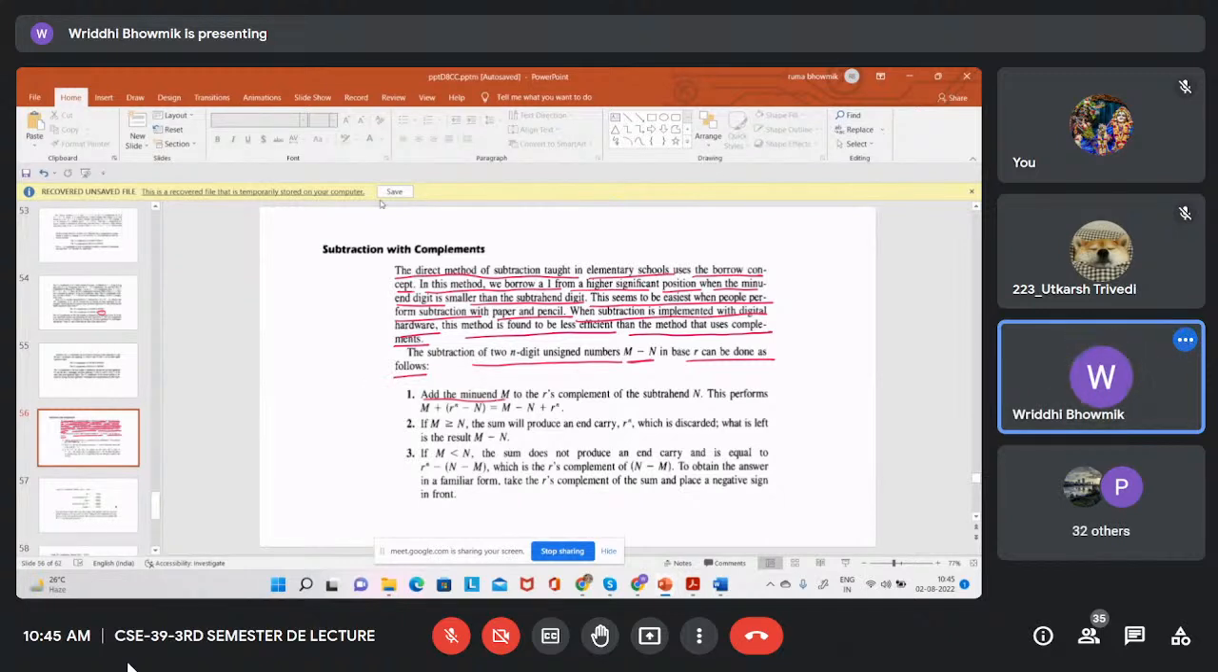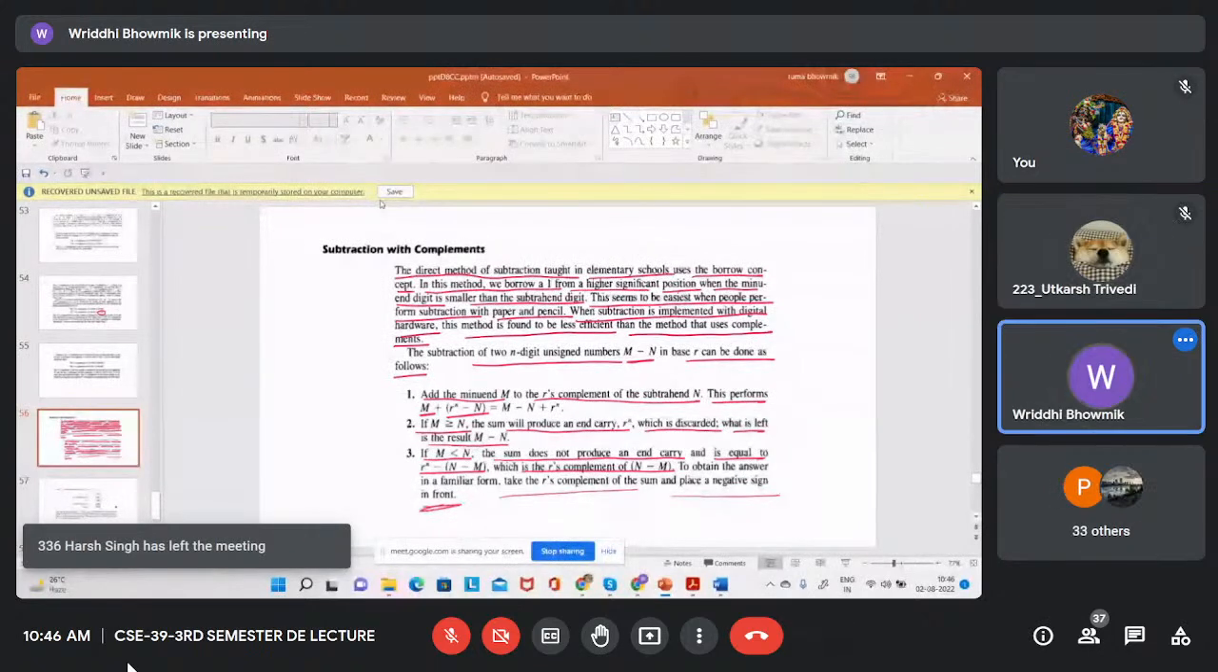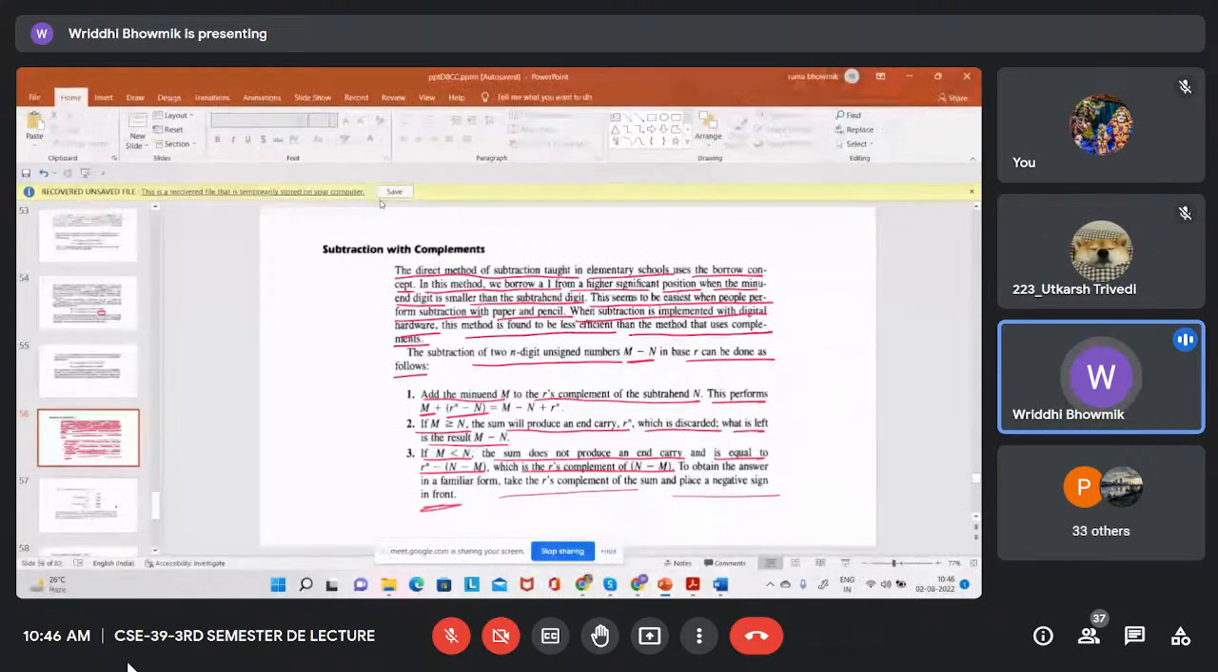Add the minuend M to the R's complement of the subtrahend. This performs M plus R to the power n minus N. If M is greater than or equal to N, the sum will produce an end carry R to the power n, which will be discarded. What is left is the result M minus N. If M is less than N, the sum does not produce an end carry and is equal to R to the power n minus (N minus M), which is the R's complement of N minus M. To obtain the answer in a familiar form, take the R's complement of the sum and place a negative sign in front. Okay, so this is the procedure. I will explain one by one, then it will be understood.